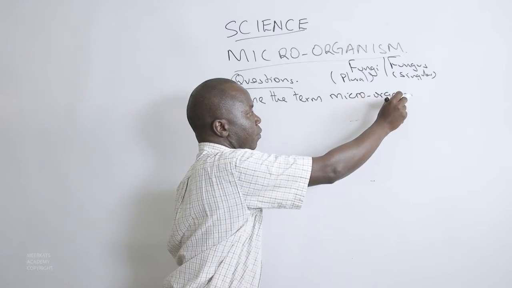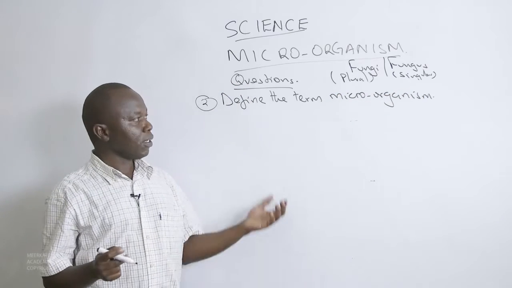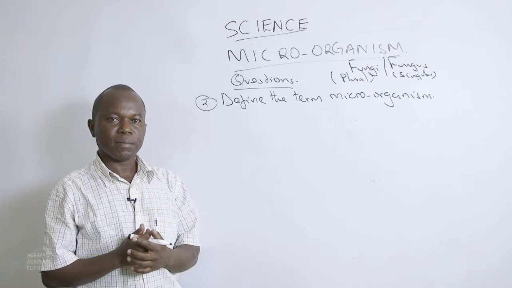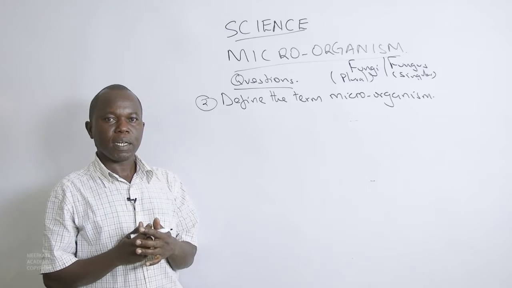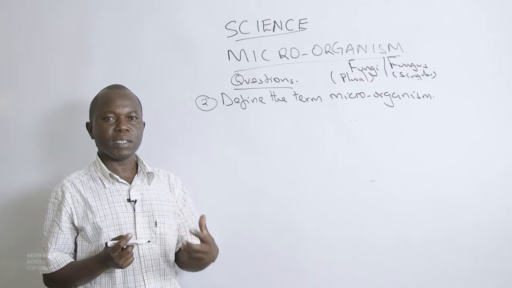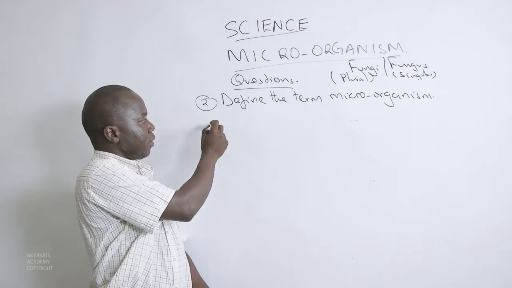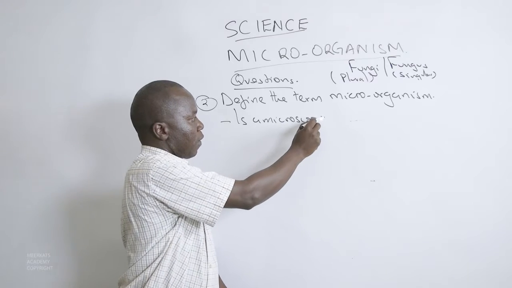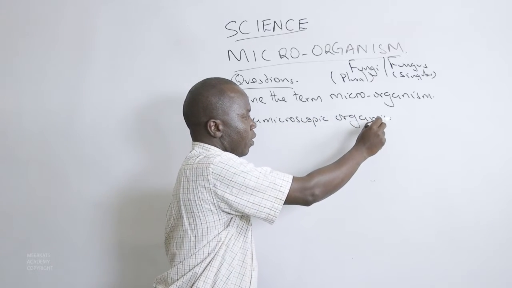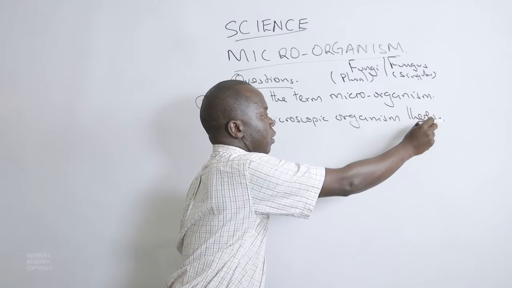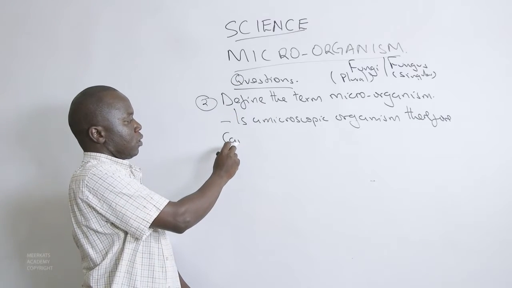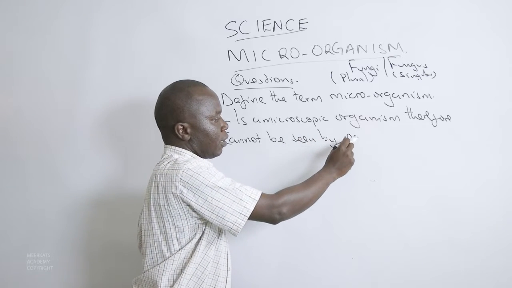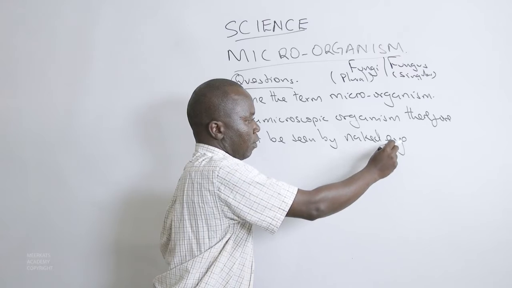Microorganism. So we have already looked at the meaning of microorganism. We have said a microorganism is an organism that is usually microscopic, and for that reason it cannot be seen by the naked eye.